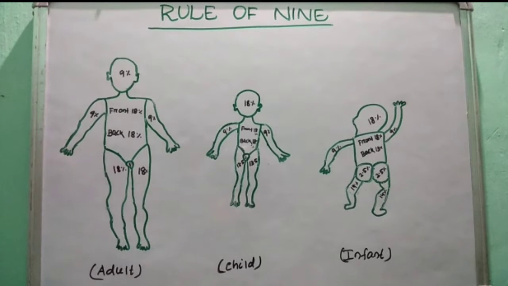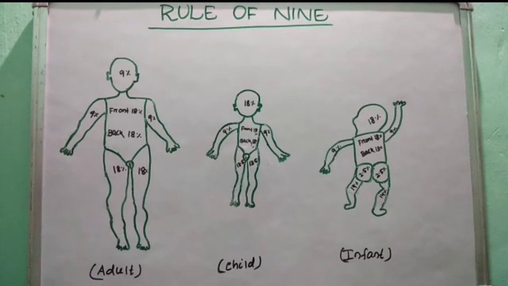When a patient comes to hospital with complaint of bone injury, our first priority as a nursing personnel is assessment. So we assess the total body surface area by using rule of 9. What is rule of 9? It is a tool in pre-hospital and emergency care to estimate the total body surface area, means TBSA, affected by a bone injury.